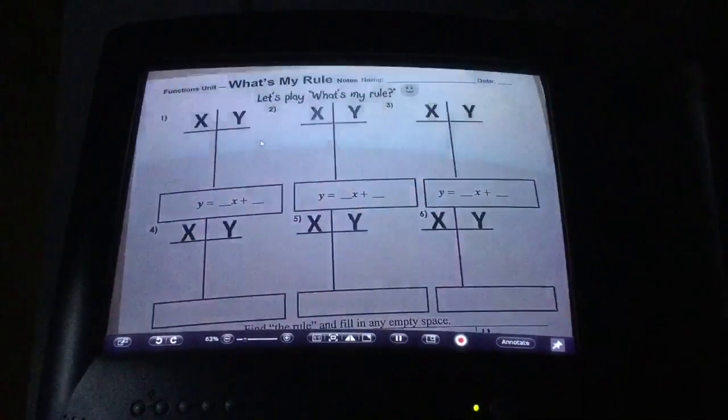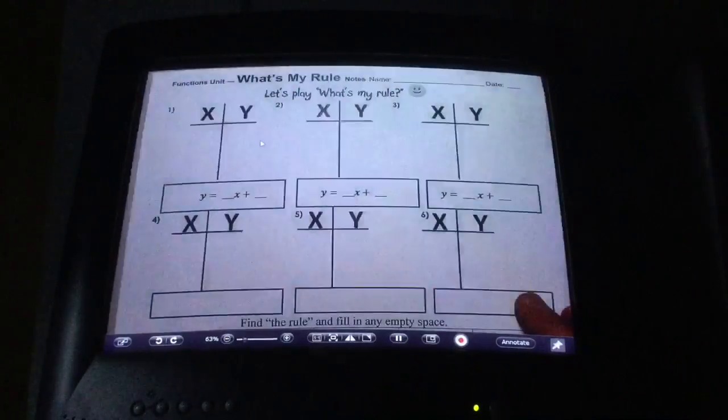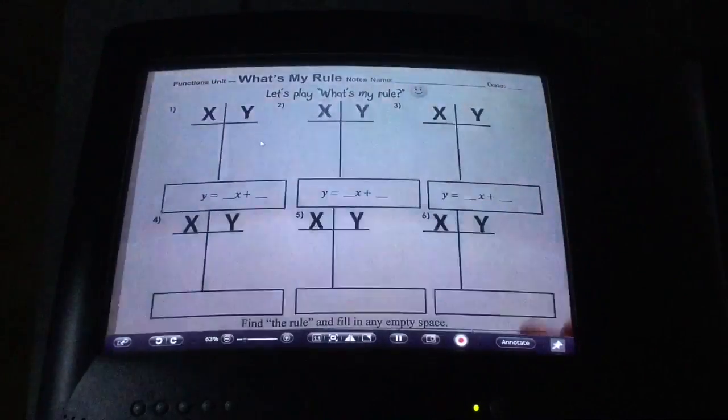Hey guys, welcome back. So we got some experience doing what's my rule in class. So now we're just going to go over the whole meaning of what's my rule. Now what's my rule does, it helps you find the equation given an XY chart, okay?